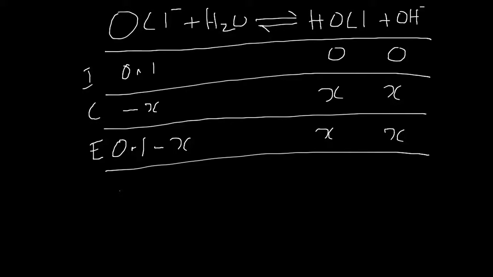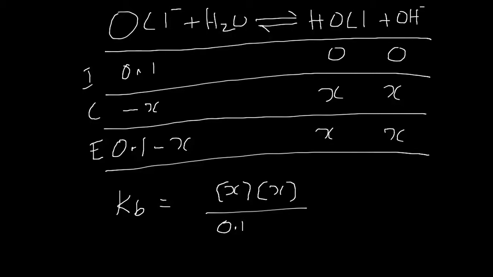Now Kb is equal to X squared divided by 0.1 minus X. As we already know, the Kb value is 3.3 times 10 to the power of negative 7. Therefore X, the change in concentration, is going to be extremely small. So in this case, we are going to neglect the value of X in the denominator, so 0.1 minus X is going to be taken as 0.1.